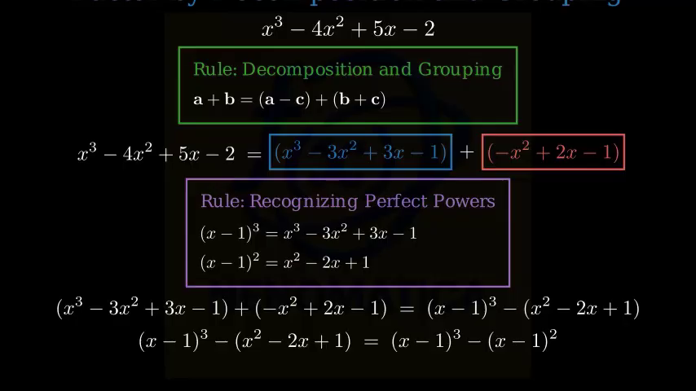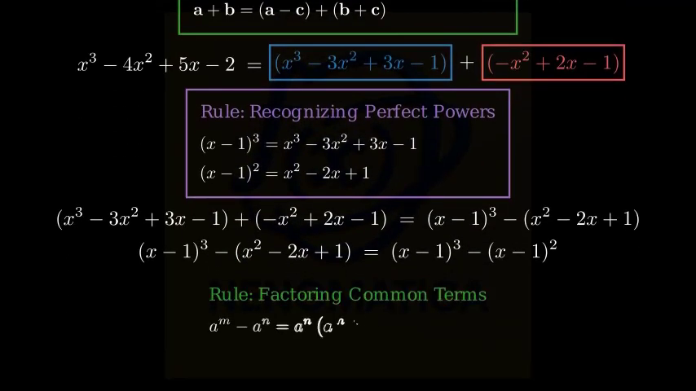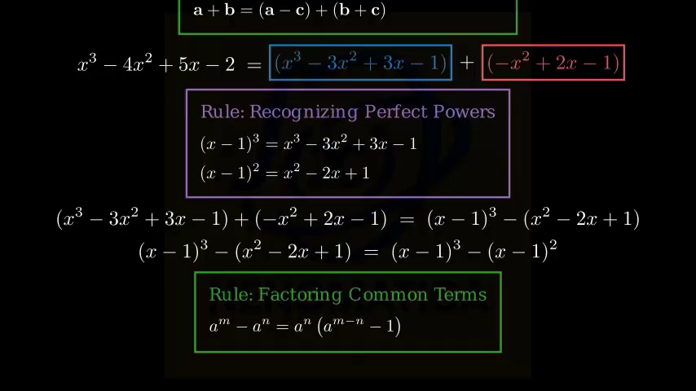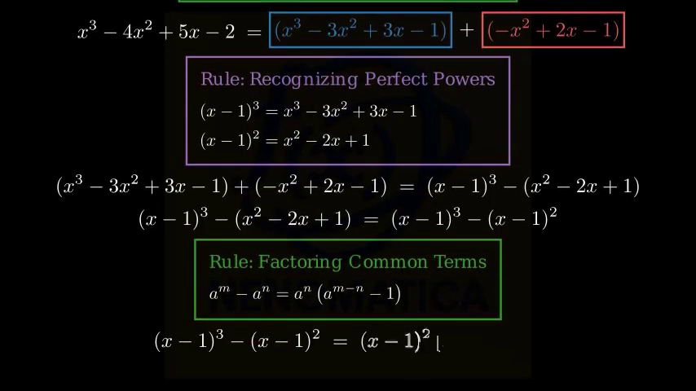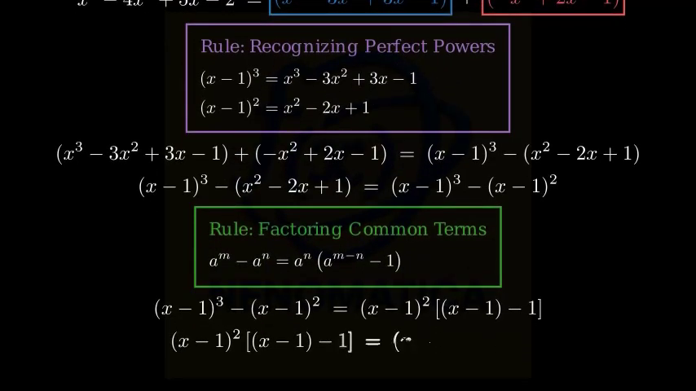Step 3. Factor out the common power. For a to the m minus a to the n, factor a to the n, giving a to the n times (a to the m minus n minus 1). Apply this to (x minus 1) cubed minus (x minus 1) squared. Factor (x minus 1) squared. We get (x minus 1) squared times [(x minus 1) minus 1]. Inside the bracket, x minus 1 minus 1 is x minus 2.